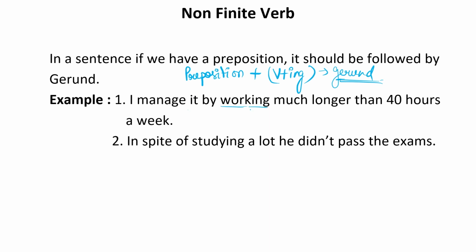I manage it by working much longer than 40 hours a week. Now, by is a preposition, so it is followed by a verb with ing, that is a gerund. In spite of studying a lot, he didn't pass the exams. Of is again a preposition, so it is also followed by a gerund, that is a verb with ing, making it a noun. So we should remember this concept as well. These types of errors come in our exam.